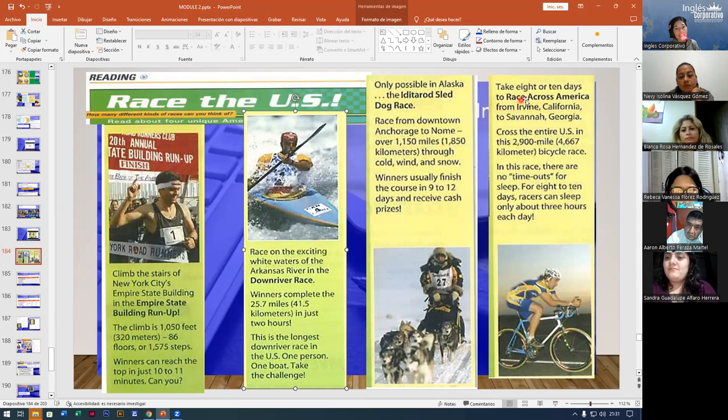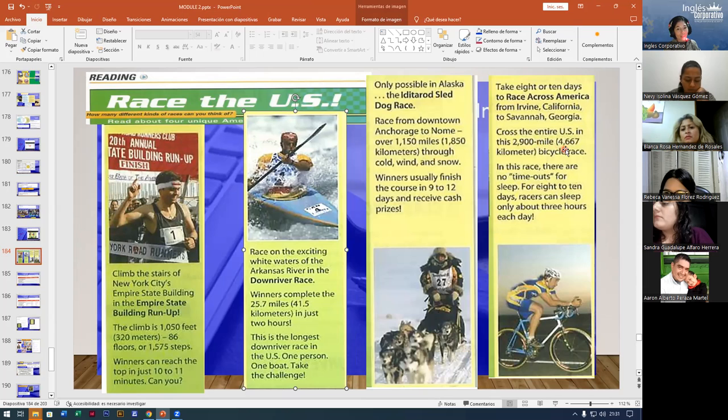Let's see in this one. Take 8 or 10 days to race across America from Irvine, California to Savannah, Georgia. Cross the entire U.S. in this 2,900 mile equals to 4,667 kilometers. Bicycle race. In this race, there are no timeouts for sleep for 8 to 10 days. Racers can sleep only about 3 hours each day. So only 3 hours to sleep on each day, which is not sufficient time to rest or relax.